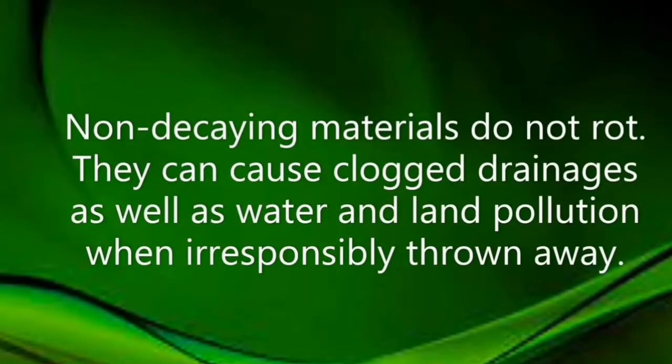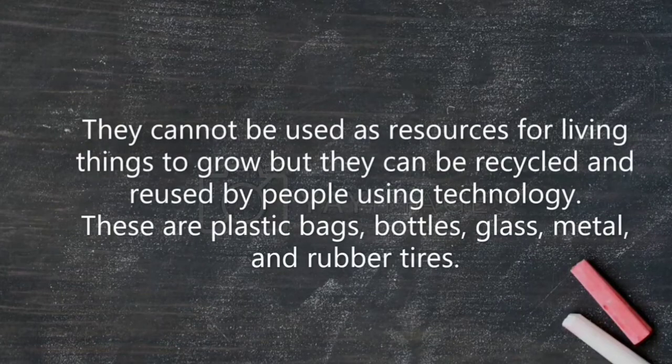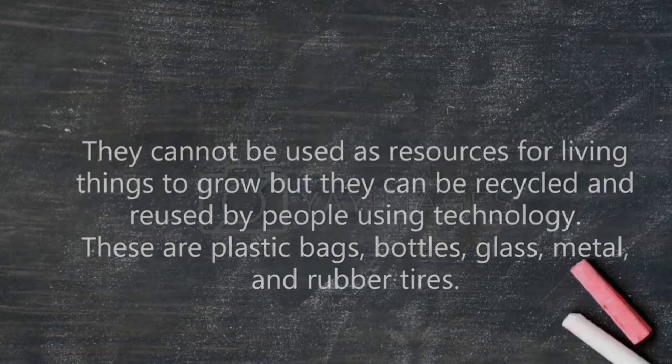Non-decaying materials do not rot. They can cause clogged drainages as well as water and land pollution when irresponsibly thrown away. They cannot be used as resources for living things to grow, but they can be recycled and reused by people using technology. These are plastic bags, bottles, glass, metal, and rubber tires.